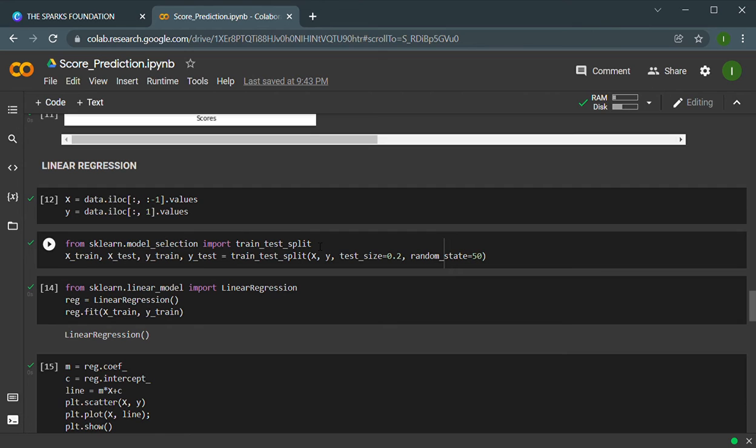The model that we'll be using here is the linear regression model. Now, a linear regression model is basically a regression model that estimates the relationship between one independent variable and dependent variable using a straight line. Here the data is divided into two sections. Roughly 80% of the data is used for learning and the rest 20% is used for testing.